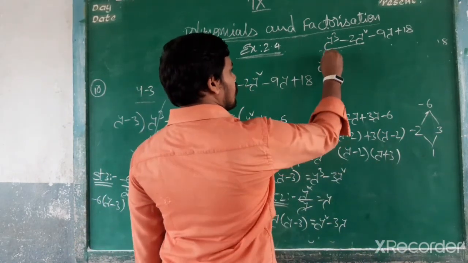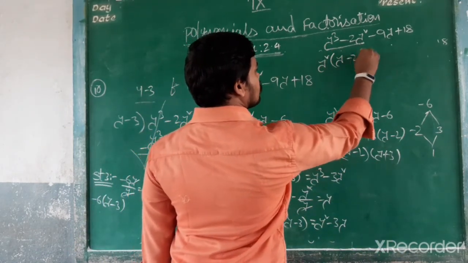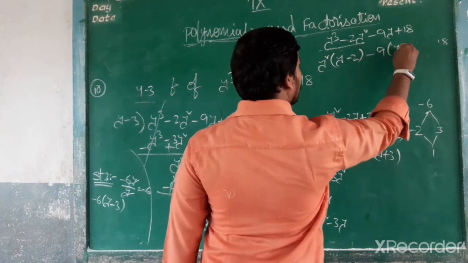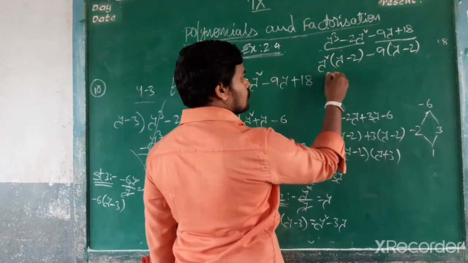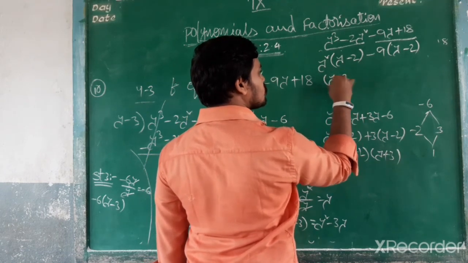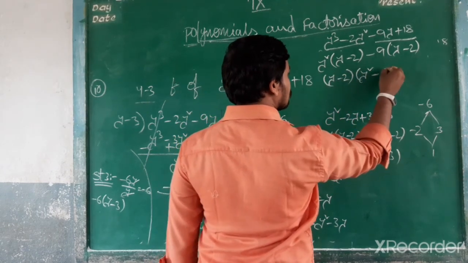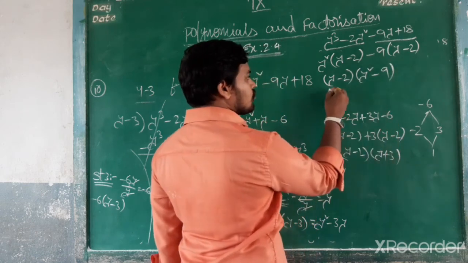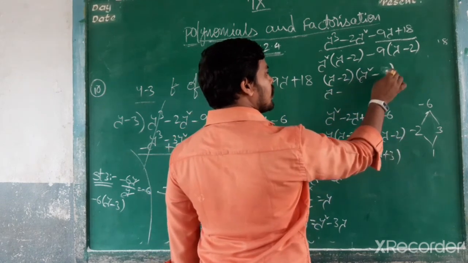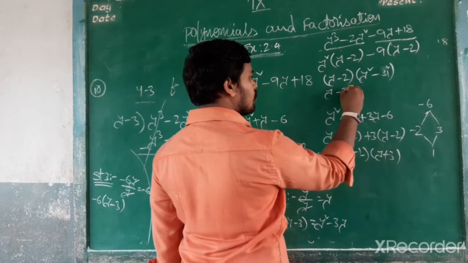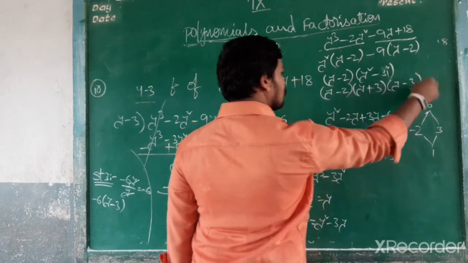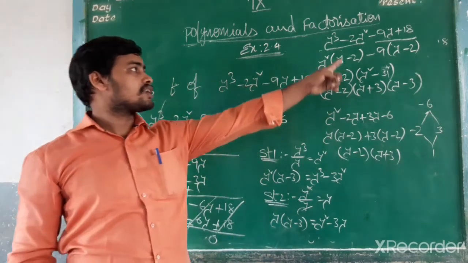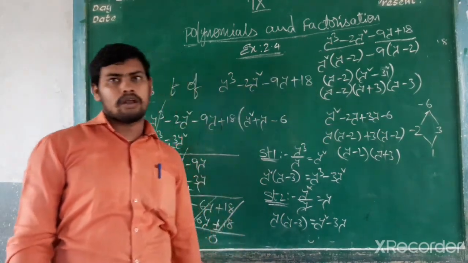y square is common, so y minus 2 and y square minus 9, with y minus 2 common to these two terms. So what is the common factor? y minus 2, y square minus 9. Again y square minus 9 can be written as y square minus 3 square, a square minus b square, so a plus b into a minus b. These are the three factors of this particular polynomial. Okay.